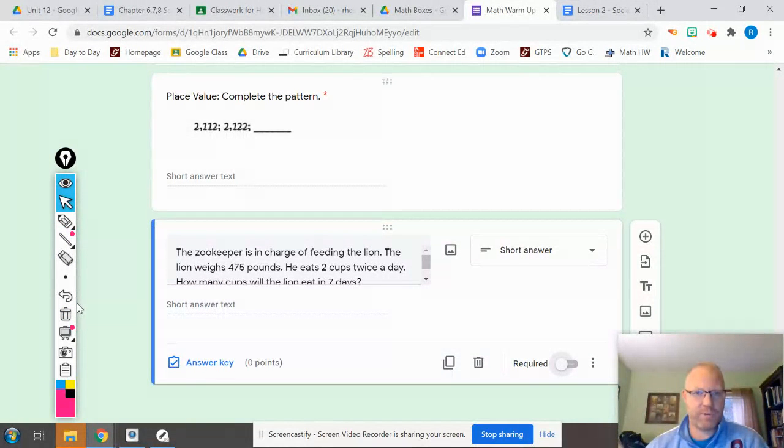Next, complete the pattern once more. 2,112, blank, 2,122. Nothing changes here or here, but the 1 changed to a 2. So in the tens place, it went up 1. So we add 10. Add 10 to this number. What do you get?